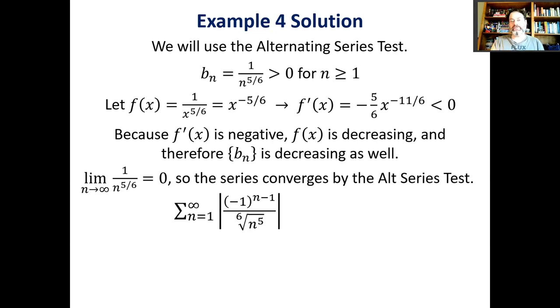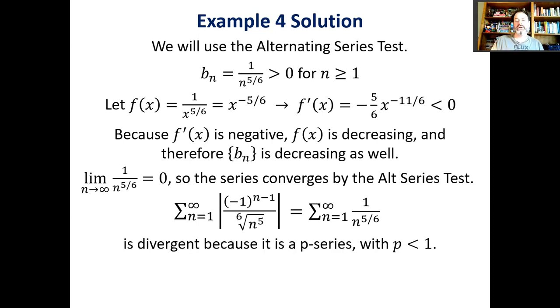Now we're going to look at the absolute value, because just because it converges, that doesn't mean that it's conditionally convergent. It could be absolutely convergent, so we check the absolute value. So the absolute value just gets rid of everything with a negative, and I rewrote this as n to the 5/6. This diverges because it's a p series.